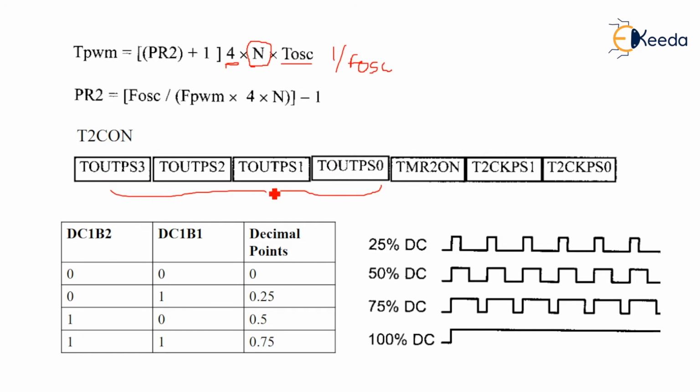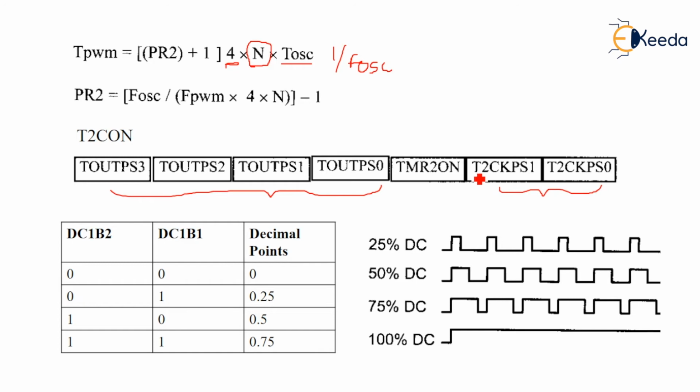Then TMR2ON is Timer 2 on and off. 1 means enable Timer 2 and start the timer, and 0 means stop Timer 2. Then these two bits decide the prescaler value. If it is 00, then the prescale is 1. If it is 01, then the prescale is 4. And if it is 11, it decides 16.